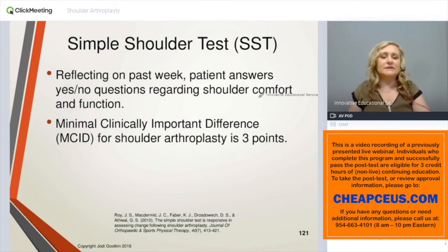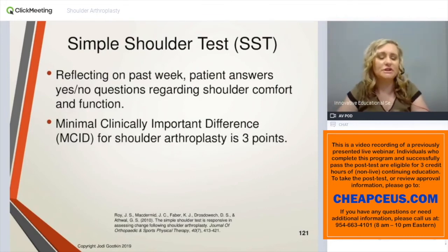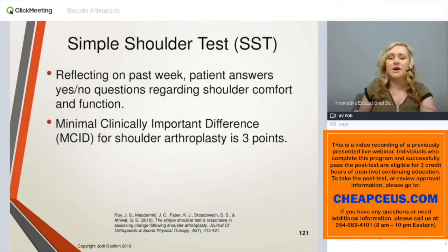The simple shoulder test is another assessment tool that can be utilized. This is scored out of about 12. And this is going to ask the patient yes or no questions, asking them, can you tuck in your shirt in the back? Could you work at your current job? Are you able to rest your arm comfortably at your side?